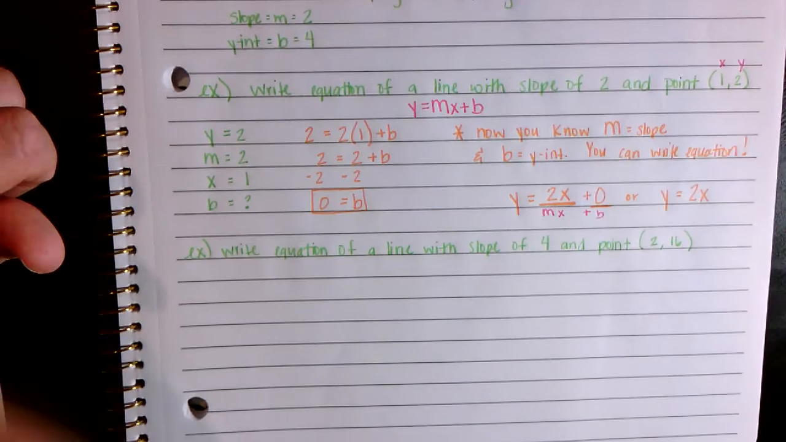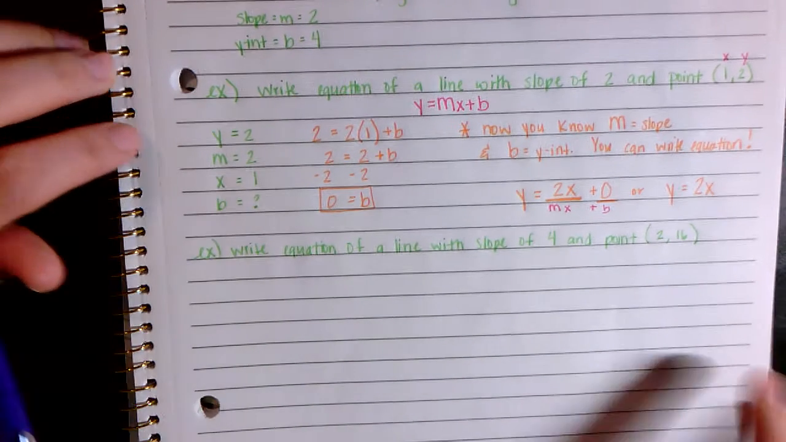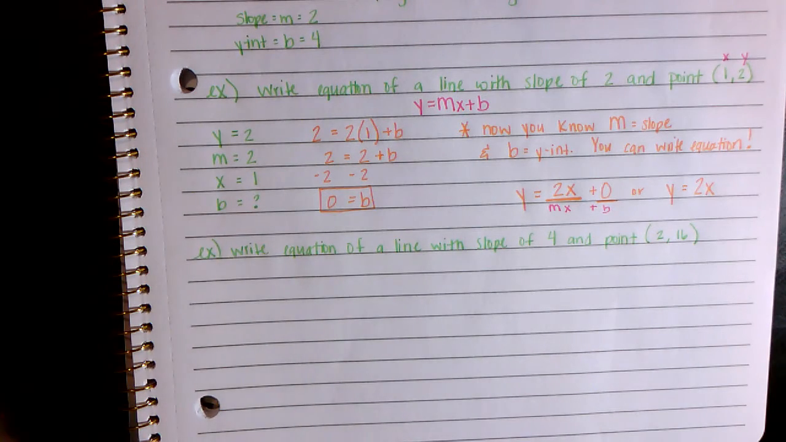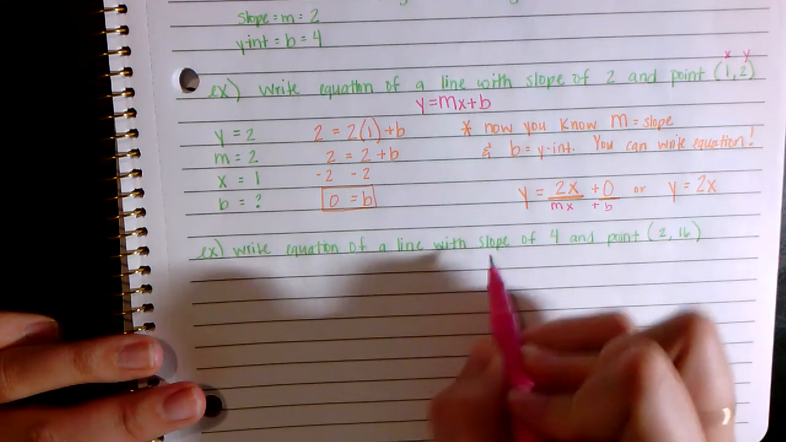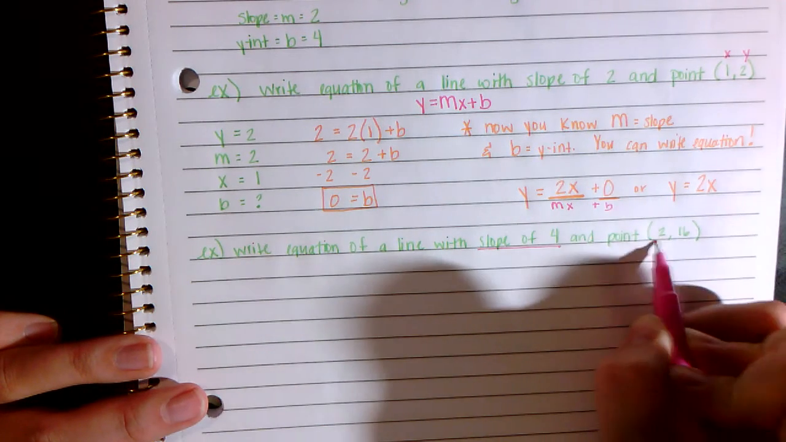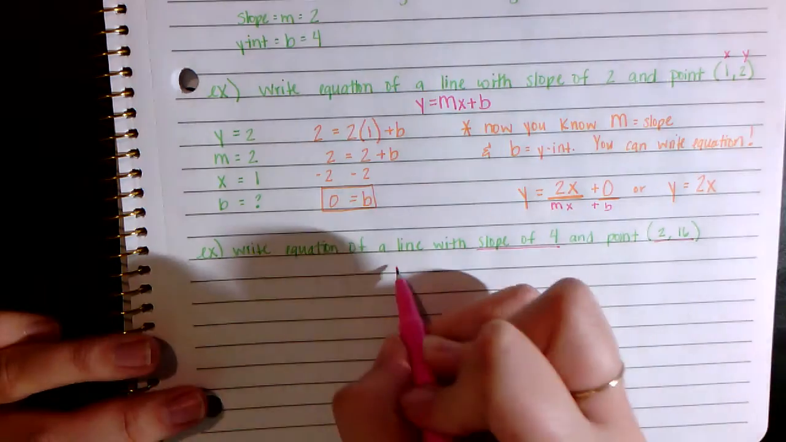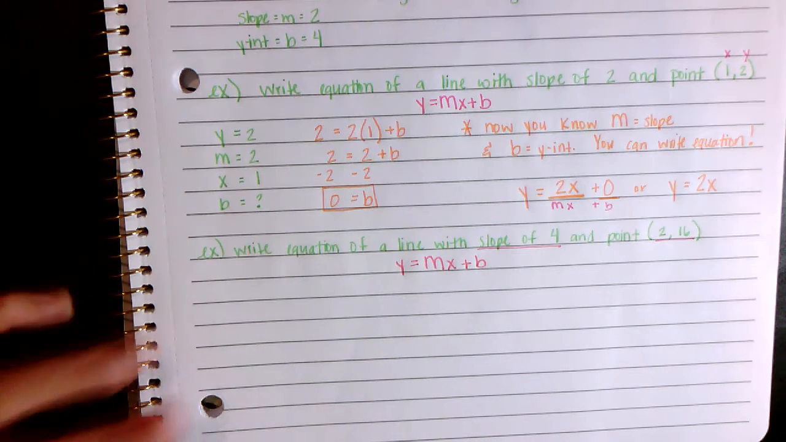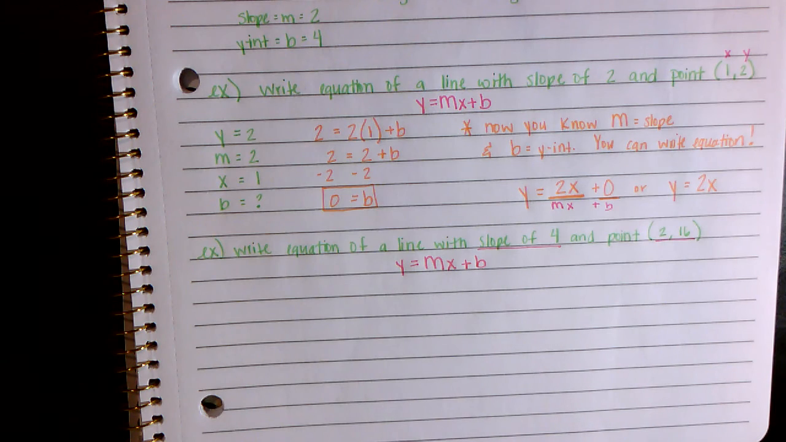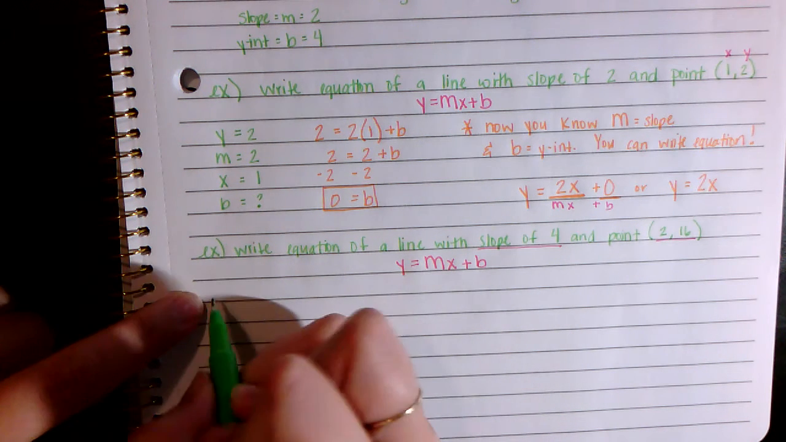So I'm going to do one more with you down here. We'll do it together so that you can see me working it out. So they said write an equation of a line with a slope of 4 and the point (2, 16). So I know the equation of the line is y equals mx plus b. That's the equation they want me to write. So let's come over to the side and list out all of these letters.